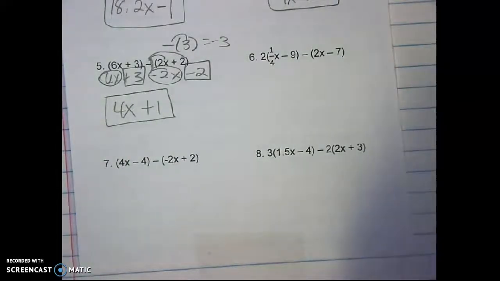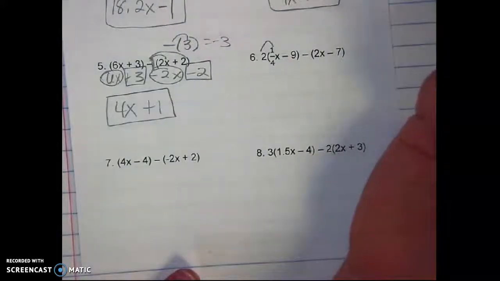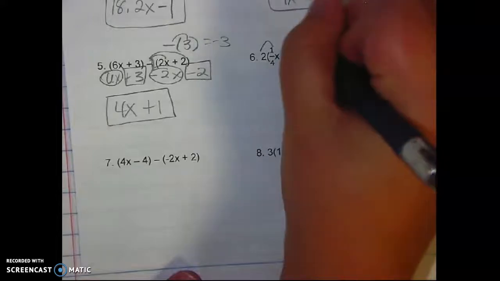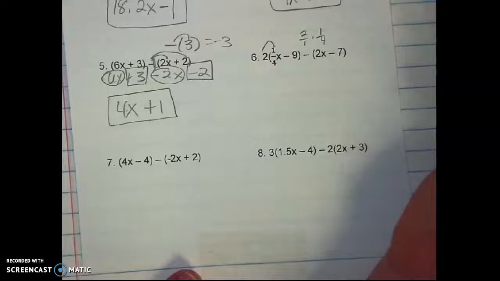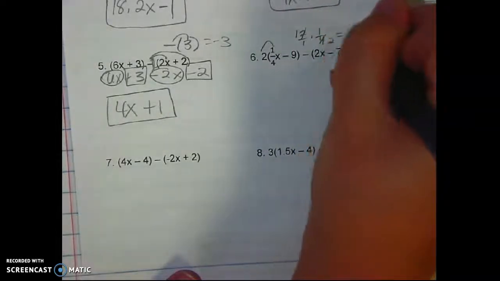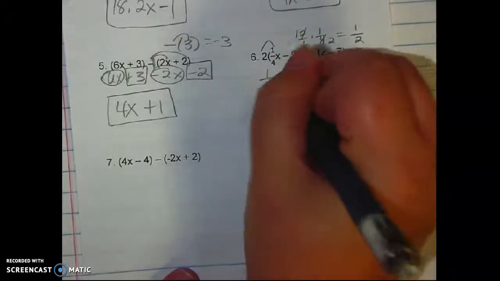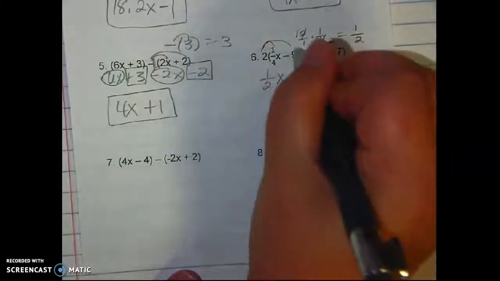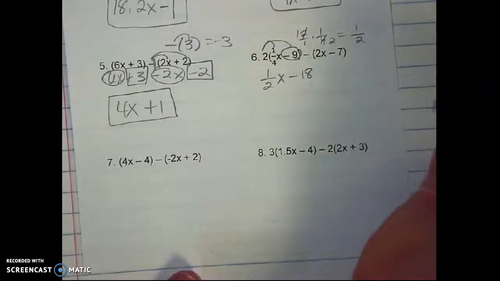So for number 6, my first expression, I am distributing a 2. So this is 2 times 1 over 4. 2 over 1 times 1 over 4. Simplify before you multiply. I can simplify my 2 and my 4. 1 times 1 is 1. 1 times 2 is 2. So that is 1/2 x. 2 times negative 9. A positive times a negative is a negative. 2 times 9 is 18.